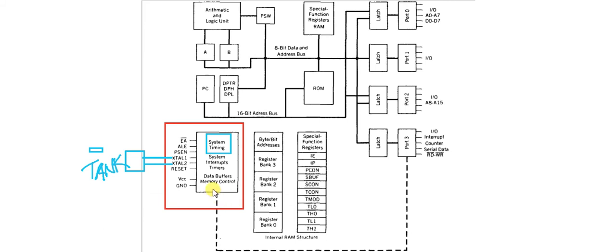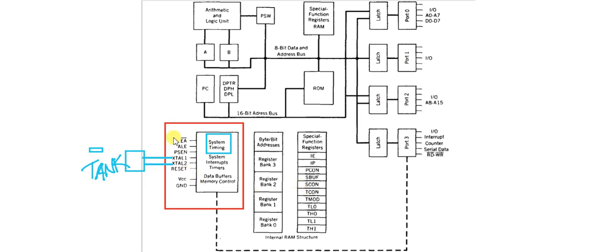What is the other task? Data buffers and memory control. So this management block also has the task to manage the data buffers and memory of the whole microcontroller. Okay, so this is an important block. It is the commanding block, the control block, or the control system of the whole microcontroller. This will drive the whole microcontroller.